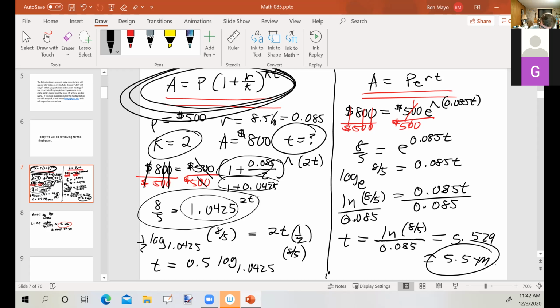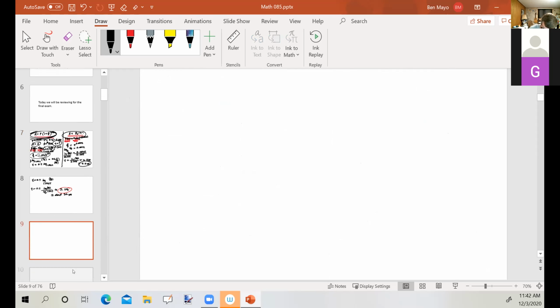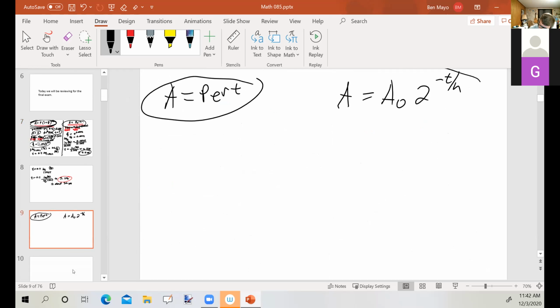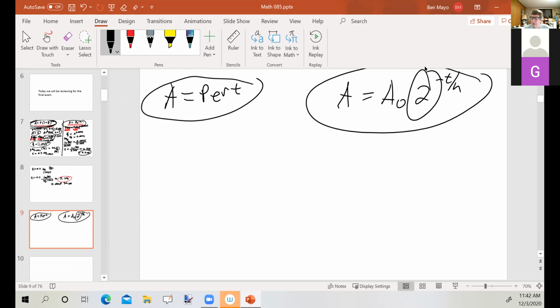Now, let's go a little further. When do you use this formula versus that formula? Well, here you've got something that's growing or decaying continuously. Here you've got something that involves half-life, because you've got a base of 2 raised to a negative exponent, which is like having a half to a positive exponent. So if you're dealing with some radioactive substance, something that talks about half-life, that's when you're going to use that formula.